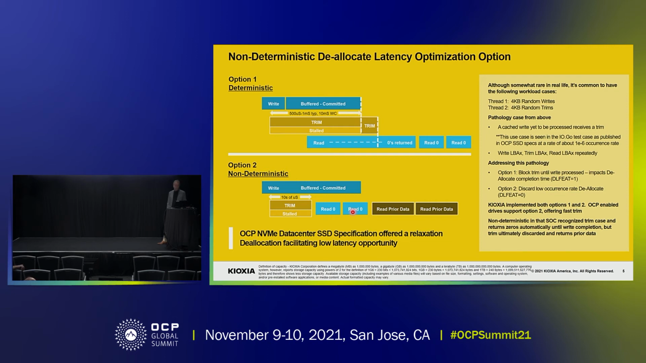But since we ultimately discarded the trim for a fast response latency, it would then return prior data after the controller had finished its job. So it followed every OCP rule. It was 1s, 0s, or prior data. It wasn't deterministic. It would return 0s because of hardware automation, followed by returning prior data. But this allowed us to have a trim optimization that gave us a faster trim completion time. And this was only made possible because of this case.